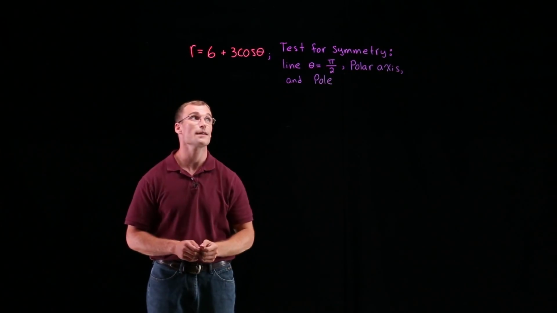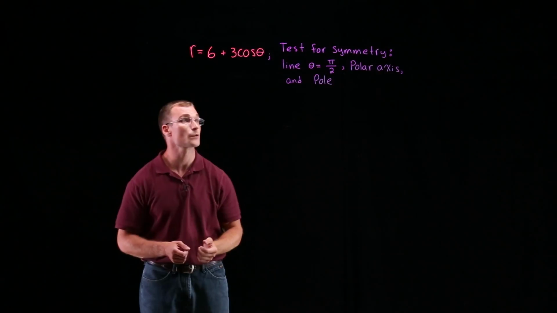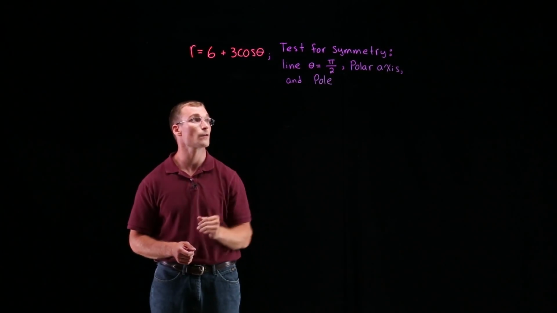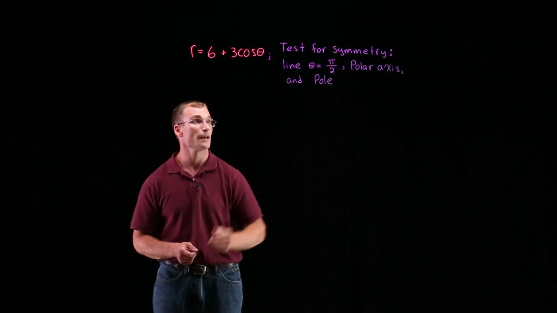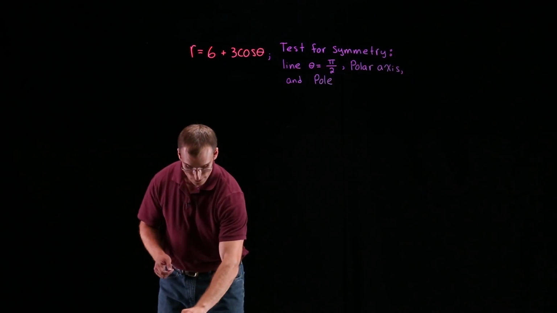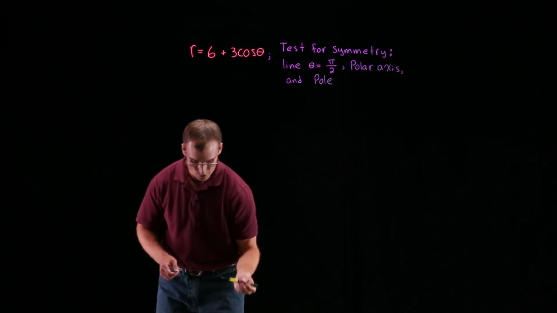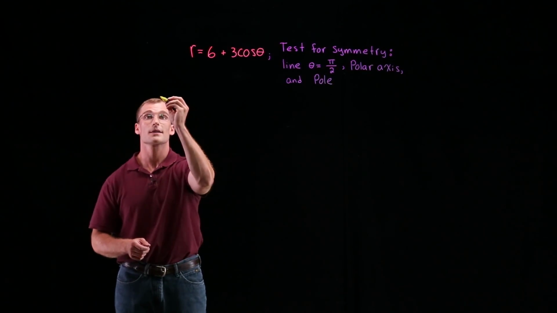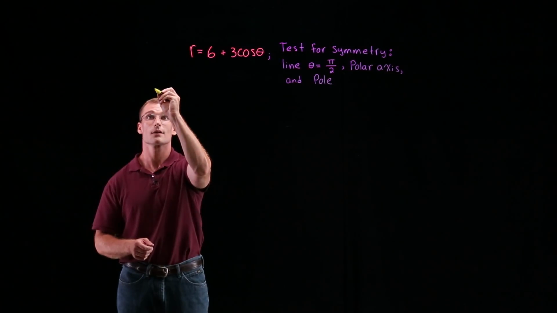For the graph of the polar equation given by r equals 6 plus 3 times cosine theta, we're going to test for symmetry with respect to the line theta equals pi over 2, the polar axis, and the pole. So we'll get started by looking for symmetry with respect to the line theta equals pi over 2.